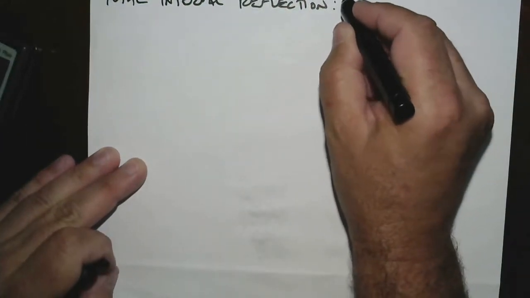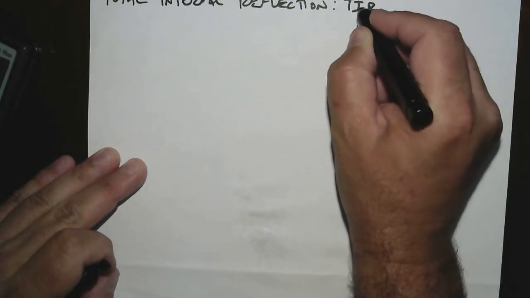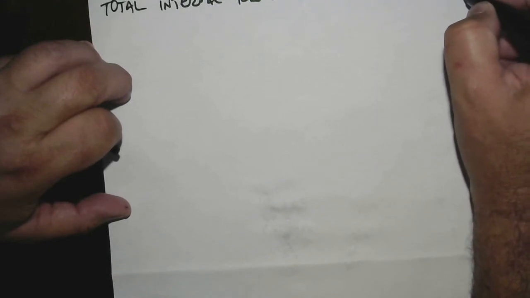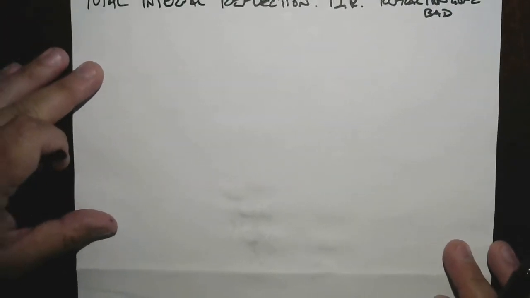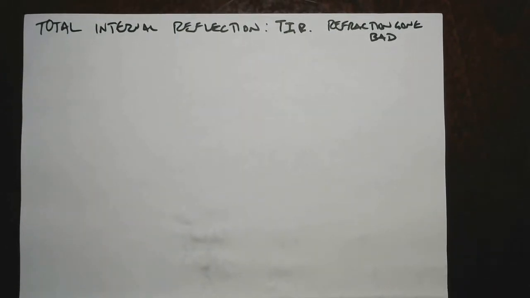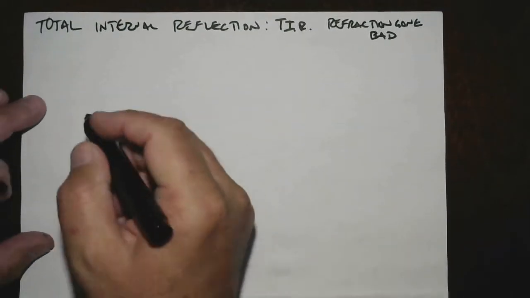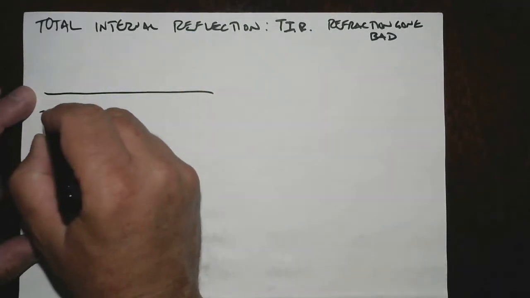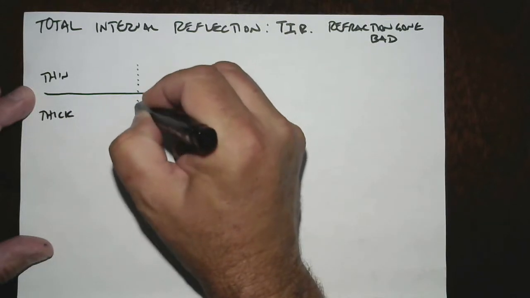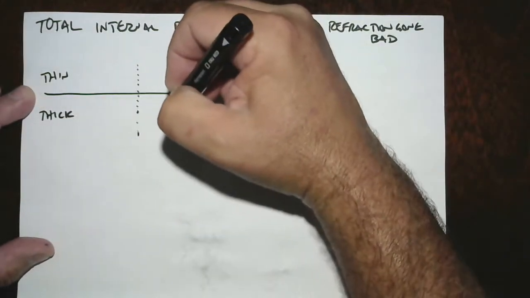Total internal reflection, otherwise abbreviated TIR, is refraction gone bad. That is to say that we are going from a thick material to a thin material, and we're doing so at such an angle that it can never really escape.